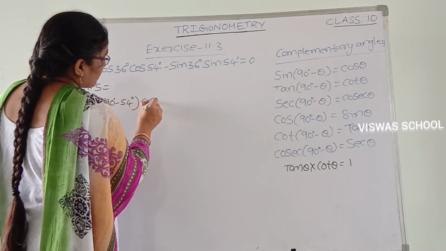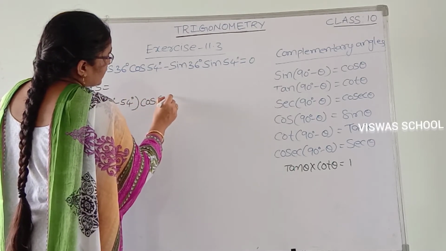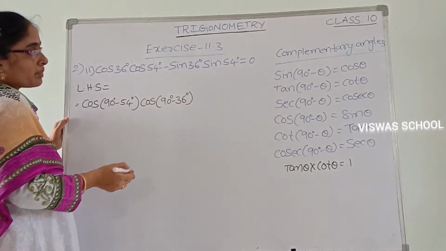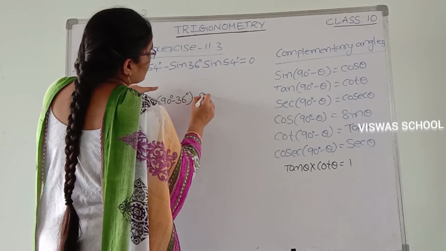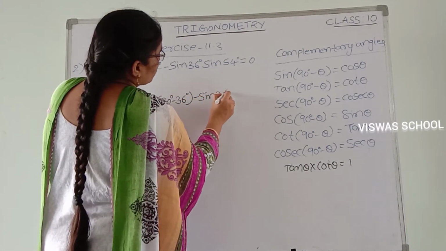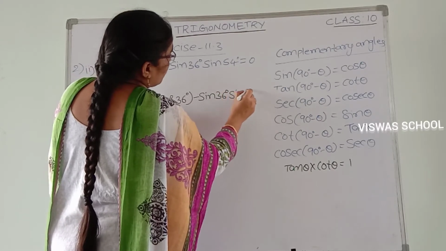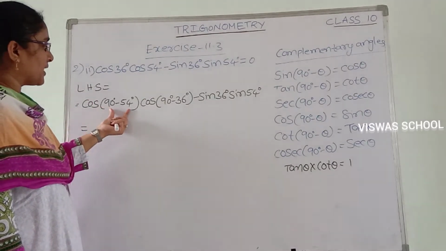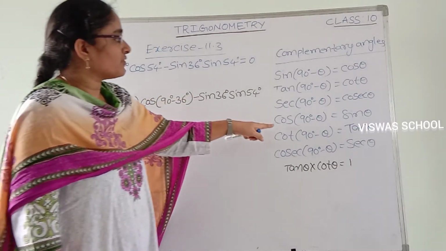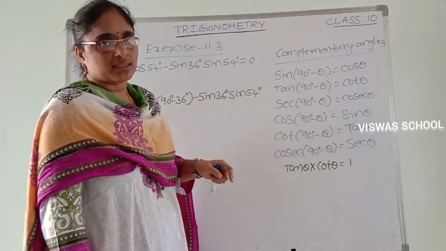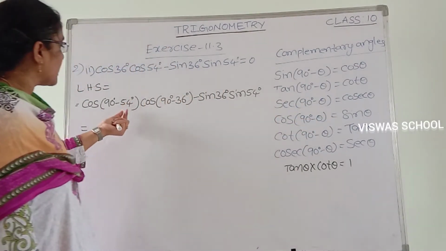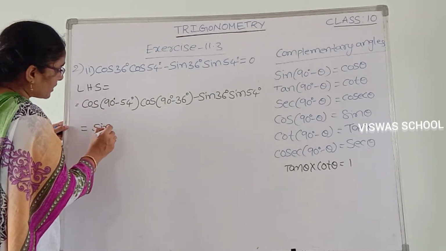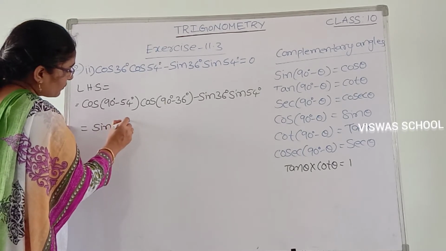And here, cos 54. How do you write this cos 54? This can be written as cos of 90 degrees minus 36 degrees. And don't change this part, that is sin 36 degrees into sin 54 degrees. Now it is cos of 90 minus 54. Cos of 90 minus theta equals sin theta. Here in theta's place, the value is 54. Now write it as sin 54 degrees.